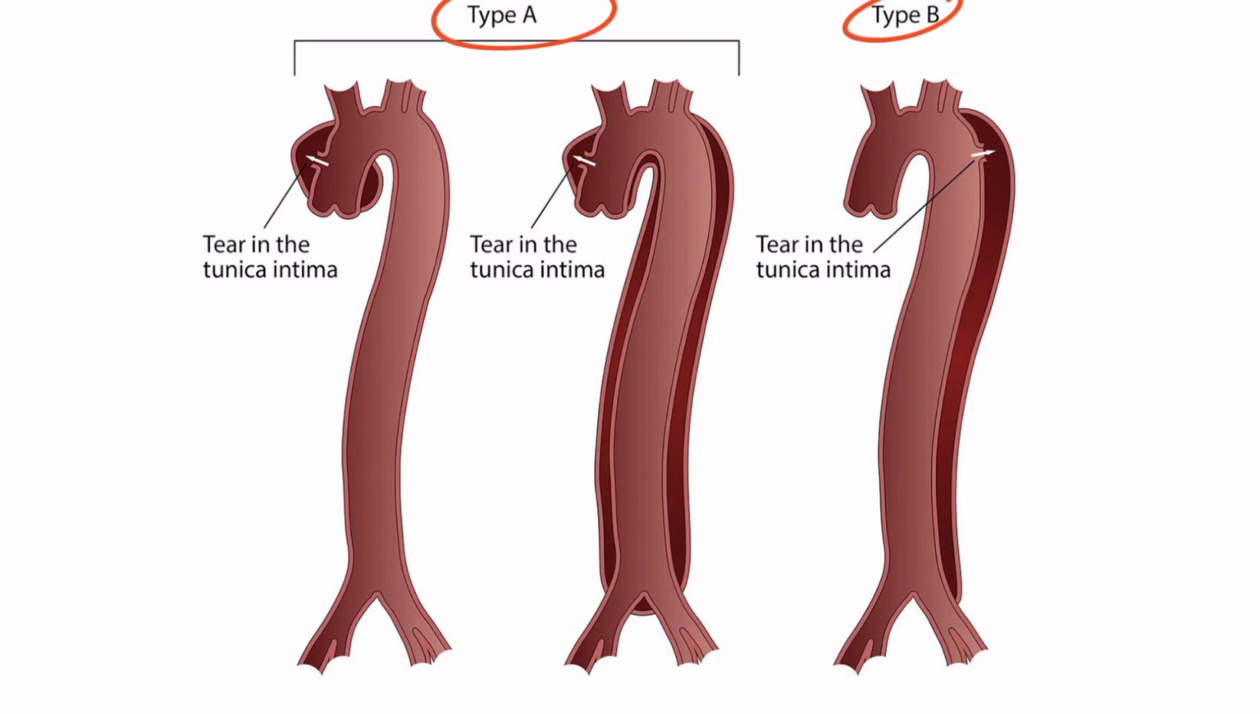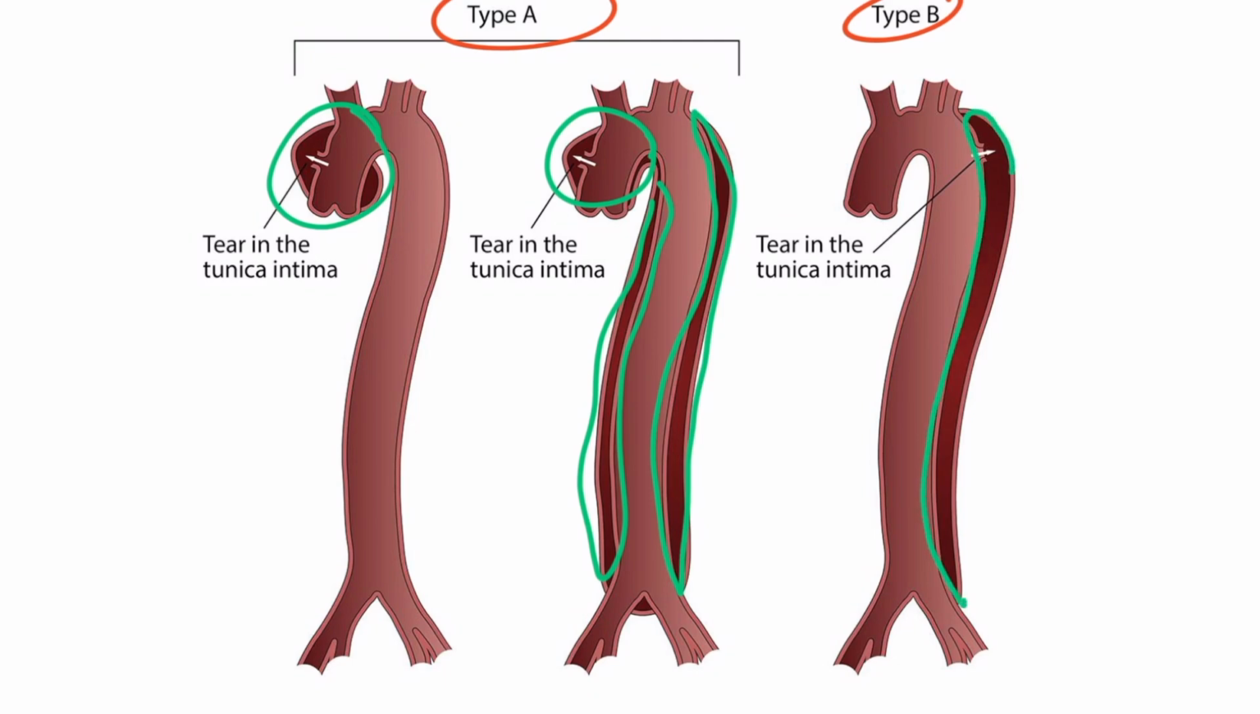So with Stanford type A, the proximal aorta is involved right here, and then we have the proximal and the distal involved as well. Whereas with Stanford type B, only the distal part is involved, as we can see right here. Notice that in every case, there is a tear in the tunica intima.